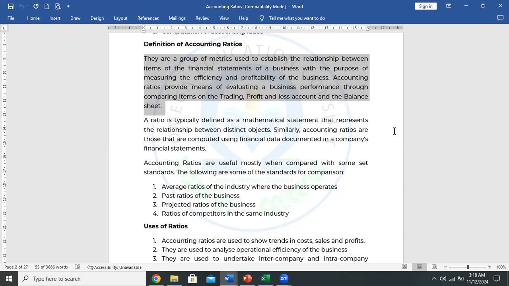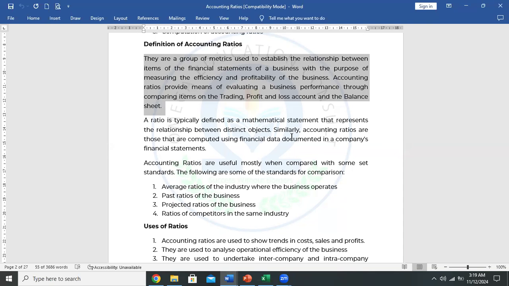Okay, great. That was awesome. Thank you, Professor. Okay, so as she read, accounting ratios are normally metrics used to establish relationship. So the key point here is that the essence of the accounting ratio is to establish relationship between items of the financial statement. Why do we want to do that? Because we want to measure the efficiency and profitability of the business. We want to look if the business is performing in terms of its sales, if the business is performing in terms of reducing costs. Okay, so that's the essence of accounting ratio.